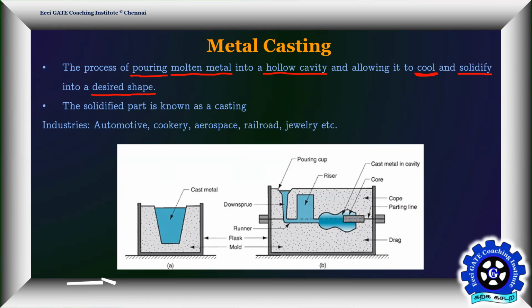So what are the industries that are very keen on using metal castings? Those are automotive, where we have pistons. All the automotive companies, like Benz, use this. Cookery, where you make pressure cookers and all, will be using these metal casting techniques. And of course aerospace industries like Hindustan Aeronautics, ISRO, Boeing use metal casting. And railways are known for it.